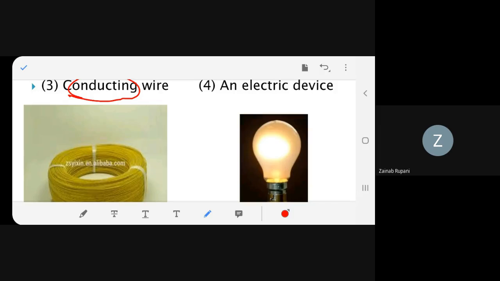What is the meaning of conducting? Someone's mic is on. Why are we using the word conducting wire?